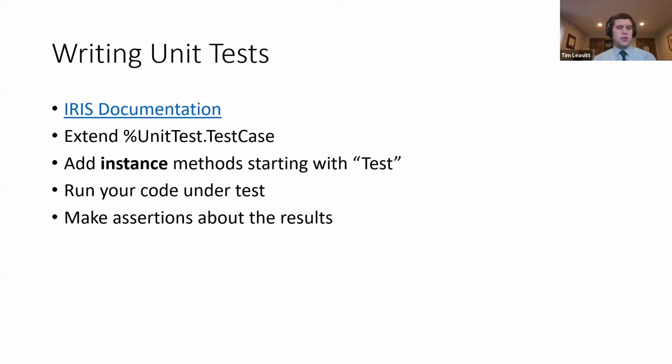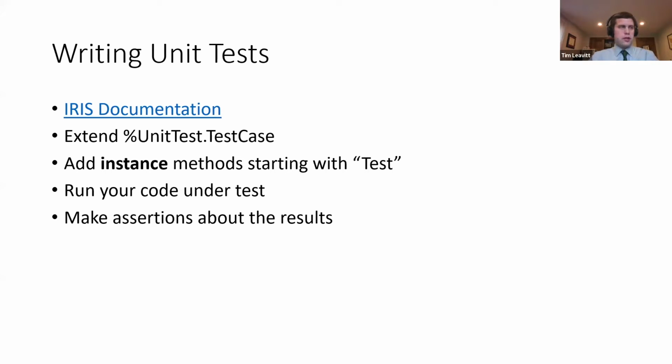So for writing unit tests, the Iris documentation is, of course, excellent on this. The basic concept is you have a class that extends %UnitTest.TestCase. You add instance methods to your test class that start with the string Test. You run your code under test within those methods and make assertions about the results.